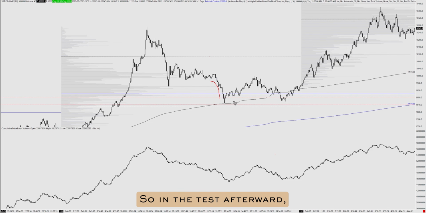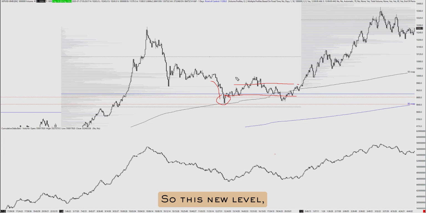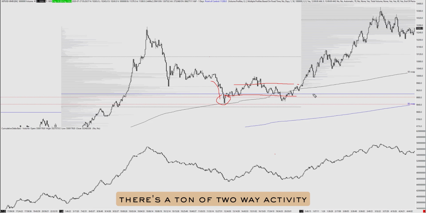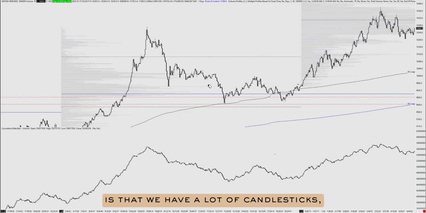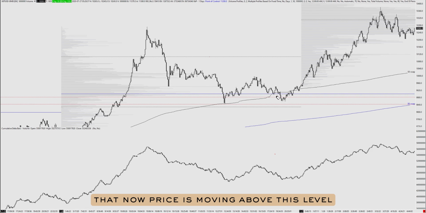So in the test afterward, we splash down into the low. If you look at a footprint chart, you would look for signs that there was aggressive selling, but more importantly, that activity above this level remains high. So this new level that price had not been accepted at prior, we see there's a ton of two-way activity. So what you can see is that we have a lot of candlesticks, whereas in time, we did not necessarily print nearly as much. So this is giving us an idea that now price is moving above this level and that we are seeing a sign of acceptance.